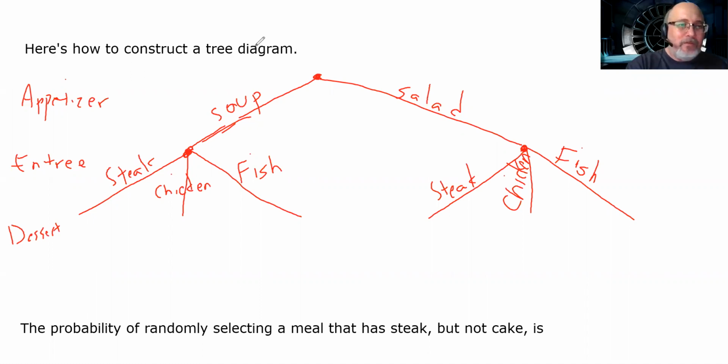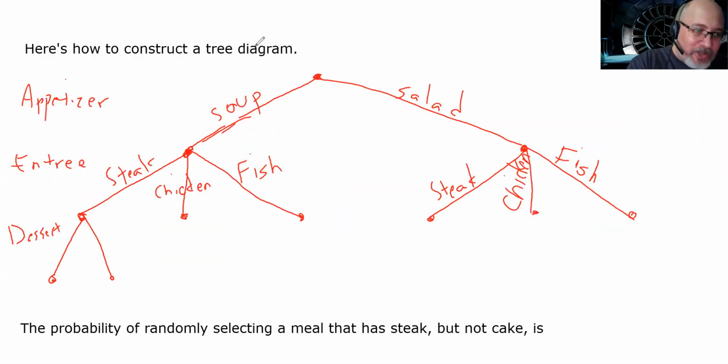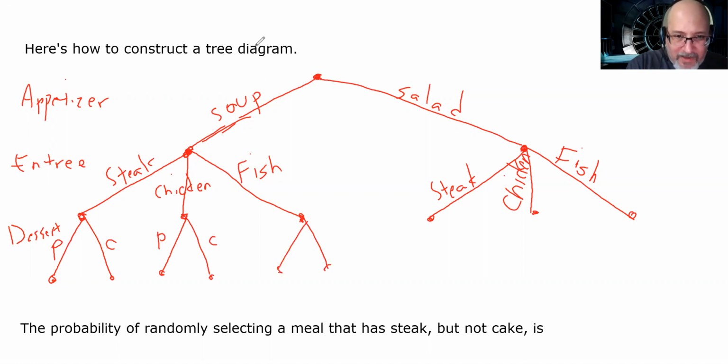So for dessert, we have 2 choices, which means from each of the previous branches, we're going to branch out twice, once for each dessert choice. Our dessert choices were pie or cake. For simplicity, I'm just going to put P for pie and C for cake. But we have to do that from each of the previous layer of branches. Pie and cake. Pie and cake.